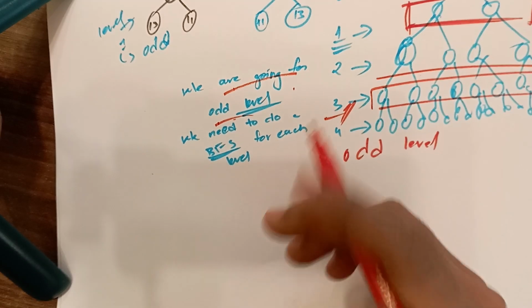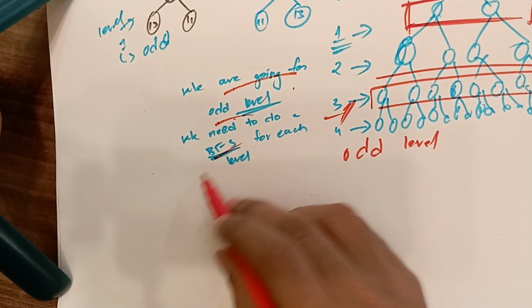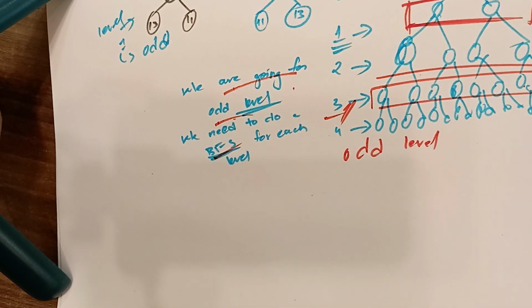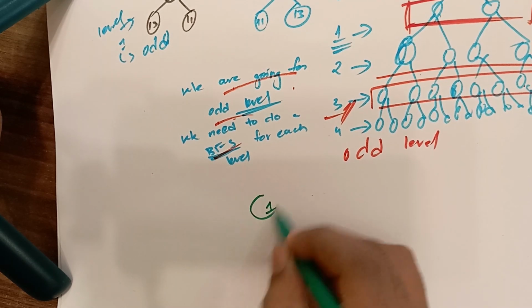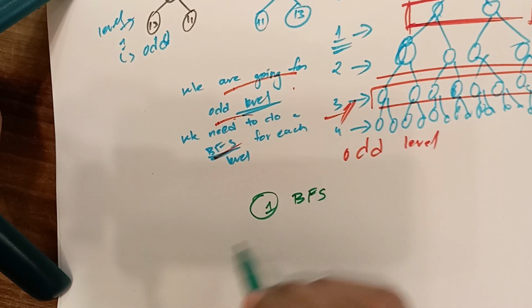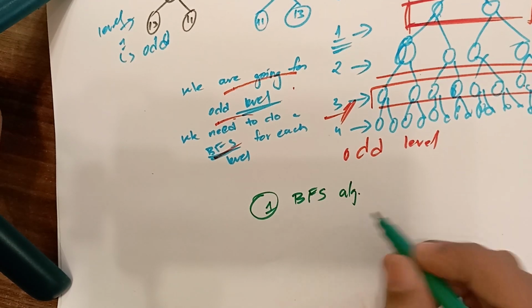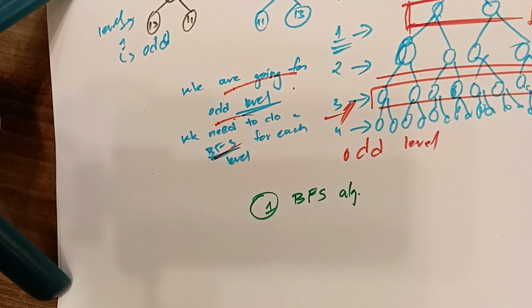Now we need to get odd levels, so we are using a breadth first search algorithm. So the first intuition we got is the BFS algorithm. And what will be the whole algorithm for this question? Let us take one example and go through this algorithm.